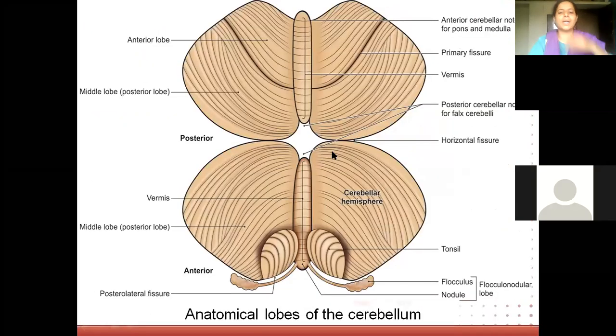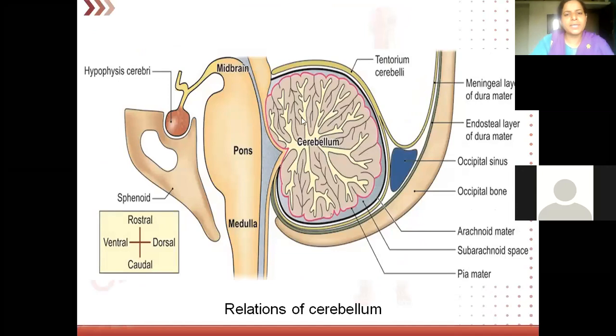So when you just look at the cerebellum, where is the cerebellum present? It is present behind the brainstem. That means it is present behind midbrain, pons and medulla. These three together we call the brainstem. So on the posterior aspect of the brainstem we have the cerebellum.